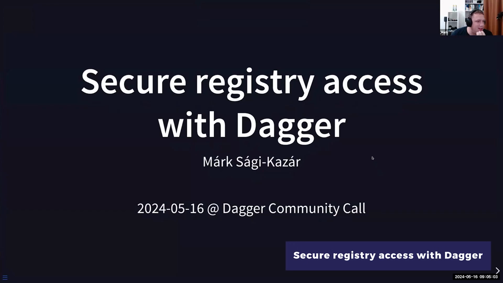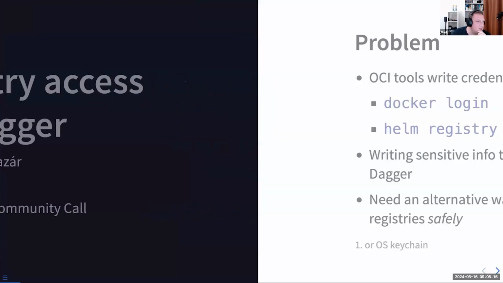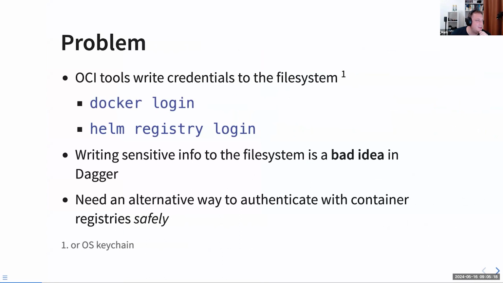Hi everyone. I didn't really plan to do a presentation, but then I ended up doing one anyway. So I have a few slides and then I have some code to show you, because I'm pretty sure that's more interesting. The problem I'm going to talk about today is interacting with OCI registries in a Dagger pipeline.